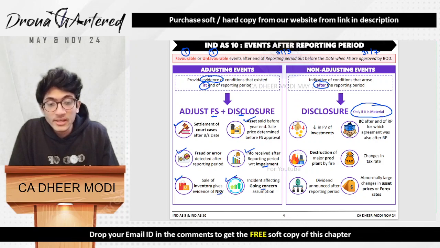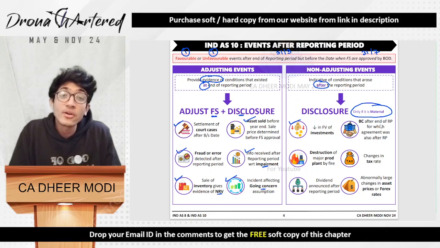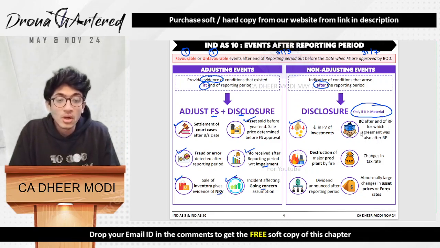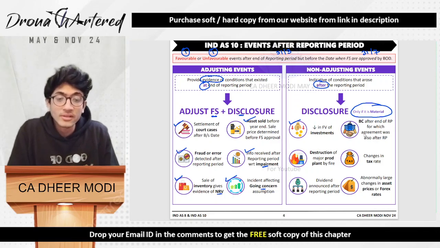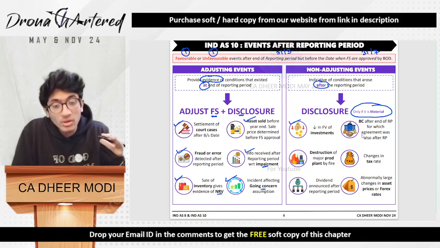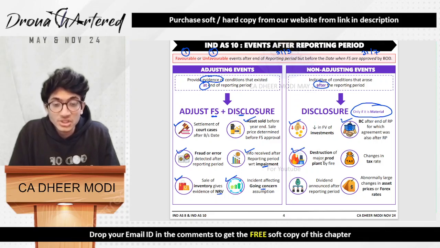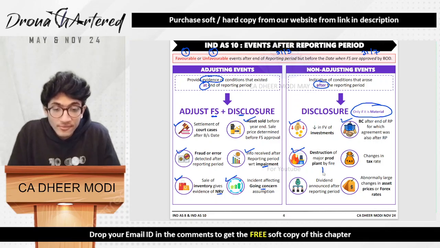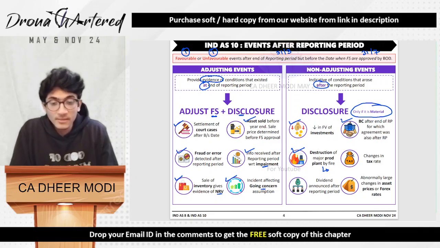So first is any reduction in fair value of investments. Next, any business combination after the end of reporting period for which the agreement was also after the reporting period. That means if the business combination was after the reporting period and the agreement was also after the reporting period, then this will be a non-adjusting event. Next is any destruction of a major production plant by fire. This will be a non-adjusting event. But if this leads to going concern being affected, then this will be an adjusting event.